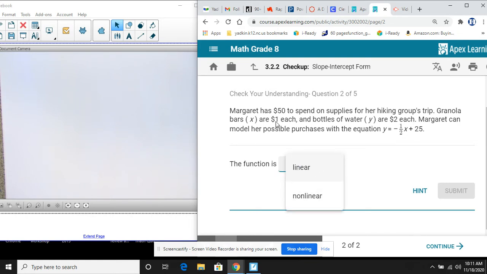Well, does the price of granola bars ever change, or is it always $1 each? Same for the bottles of water. They're always $2 each. So this is linear because it is increasing or decreasing, whichever way, at a constant rate.